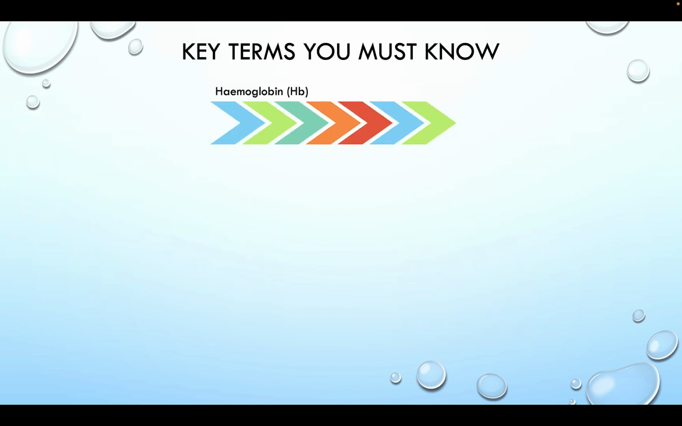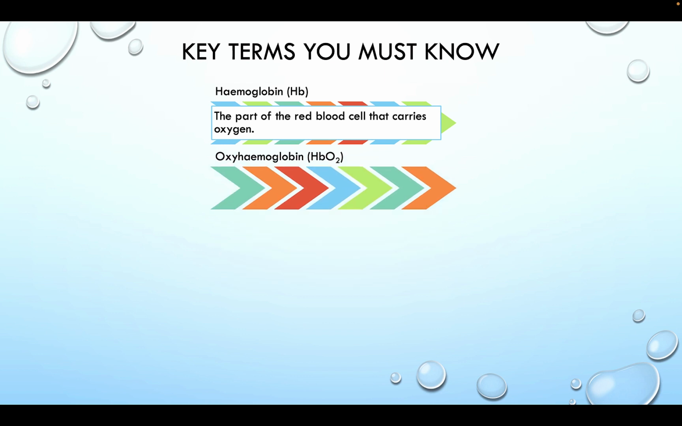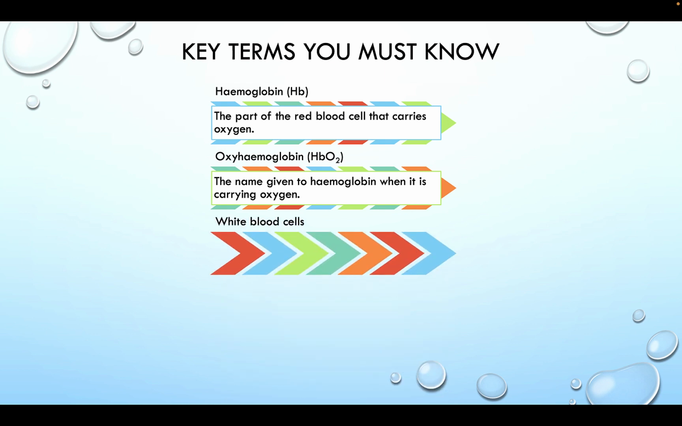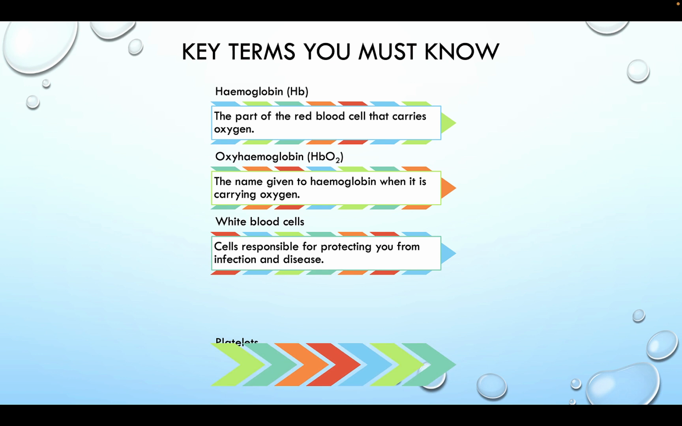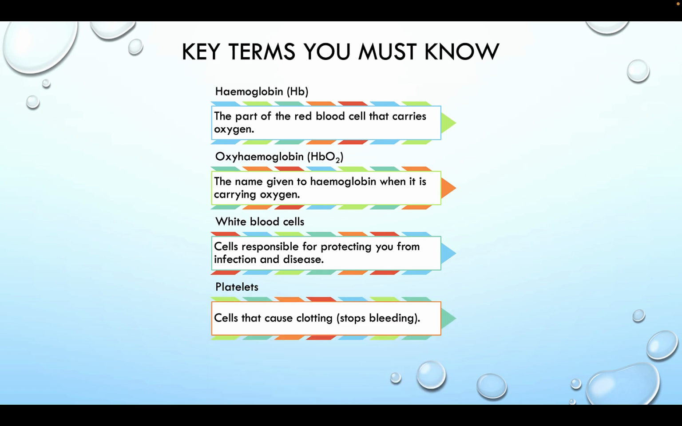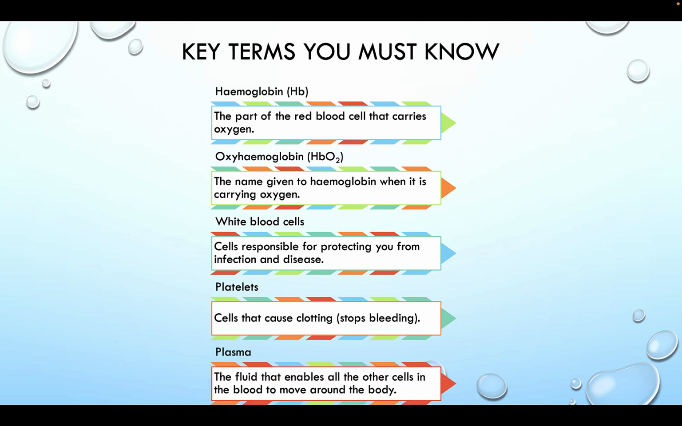Key terms you must know. Hemoglobin, the part of the red blood cell that carries oxygen. Oxyhemoglobin, the name given to hemoglobin when it is carrying oxygen. White blood cells, cells responsible for protecting you from infection and disease. Platelets, cells that cause clotting and stop bleeding. And plasma, the fluid that enables all of the cells in the blood to move around the body.